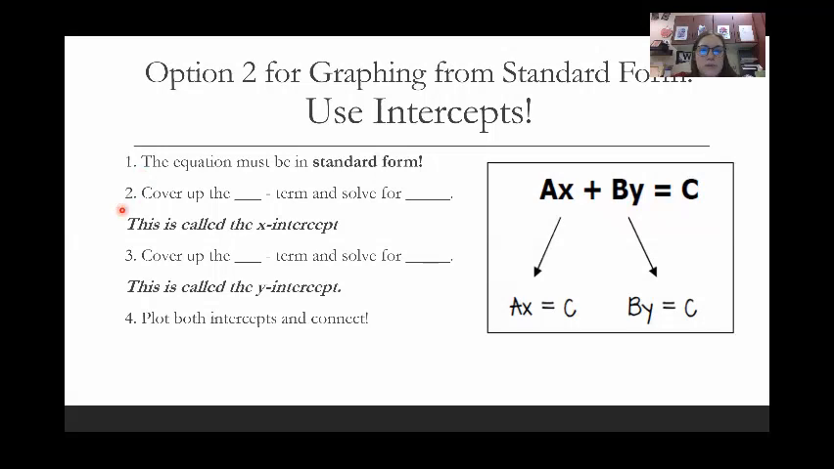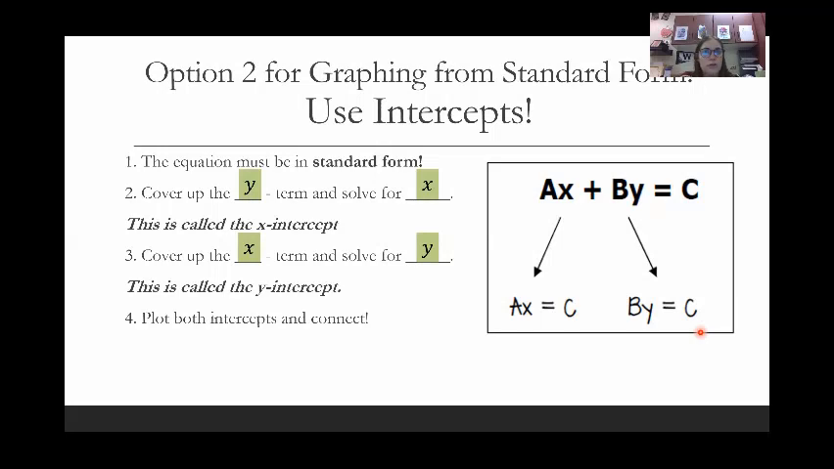Our second step to use intercepts would be to cover up our y term. We pretend that that's not there for a minute, and we're going to solve it for x. So it would look like ax equals c. If we get rid of the by, it's just ax equals c. And whatever we get would be our x-intercept. And then we do the same thing, but we cover up the x term and we solve for y. So it would be by equals c. And that is called our y-intercept.